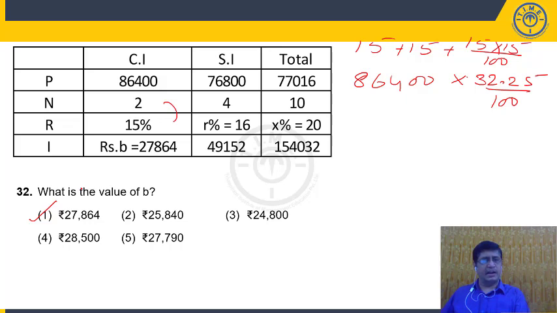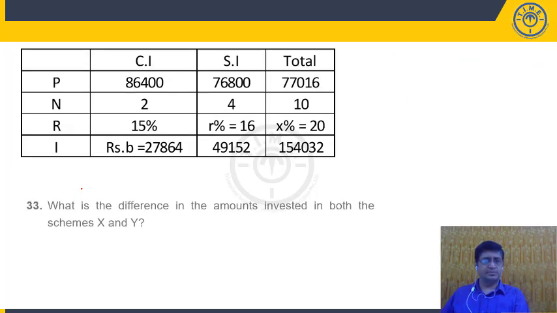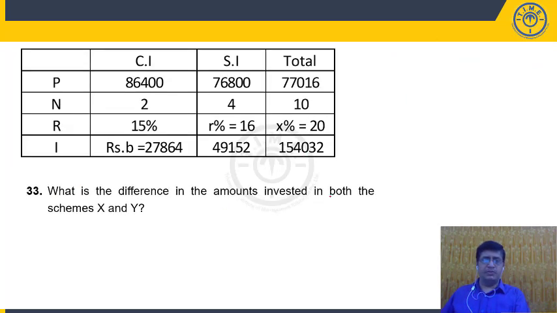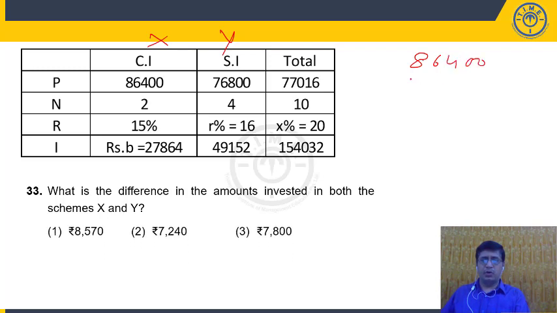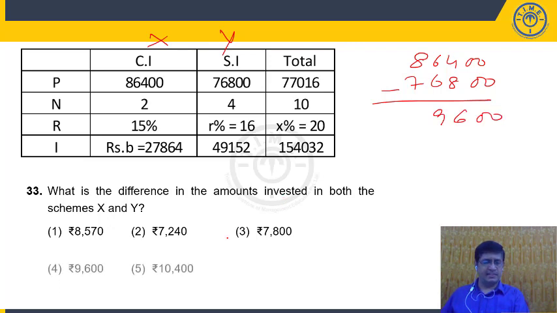Now, look at the third example. What is the difference between the amounts invested in both the schemes X and Y? So, X and Y means this is the X value and it is the Y value. So, 86400 and 76800. The difference in these two values is the answer. So, what is the difference of these two values? It is 9600. 9600 means the right choice is option 4.